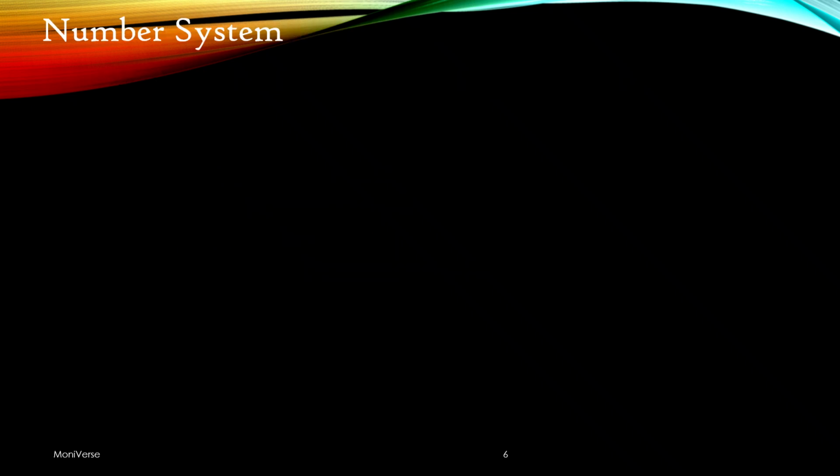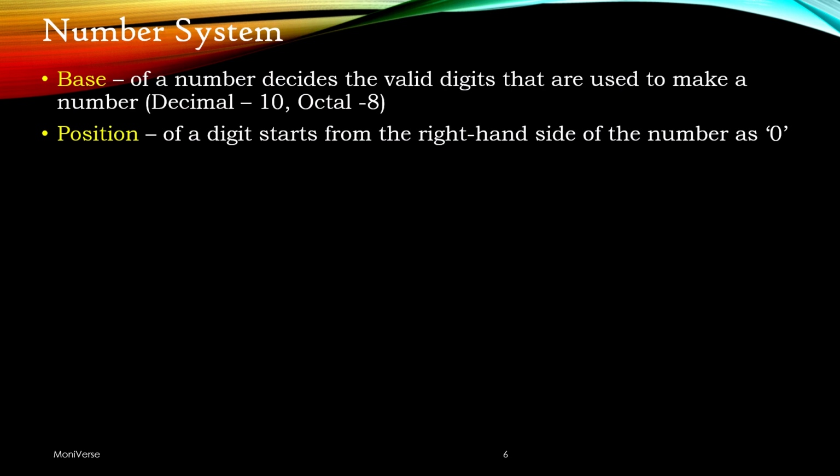So now we can see the number system in detail. Usually a number has a base and its position. Usually the base depends upon the type of number system we are using. In common, we use the decimal number system, for which the base is 10, and for octal it is 8. Usually for a number system, when the base value is not specified, it is considered a decimal number system.